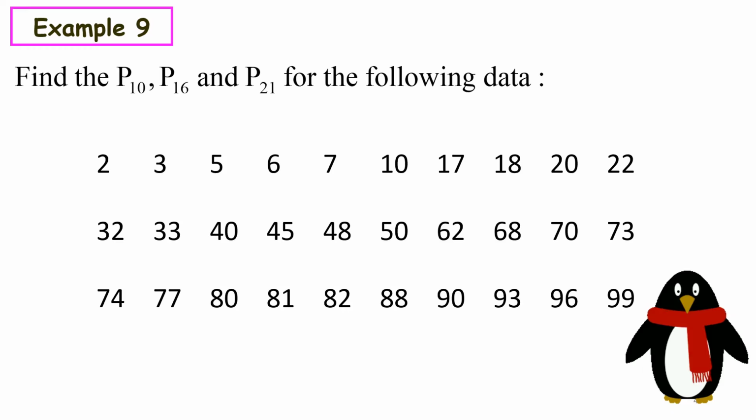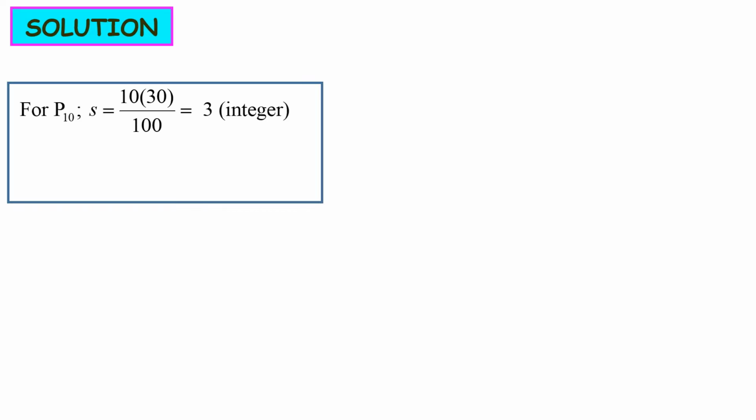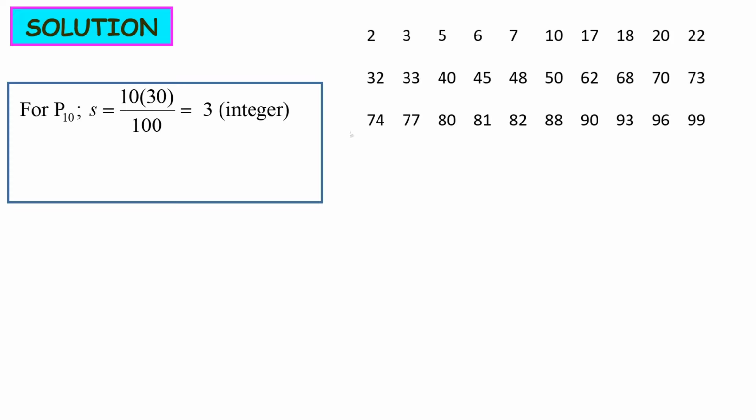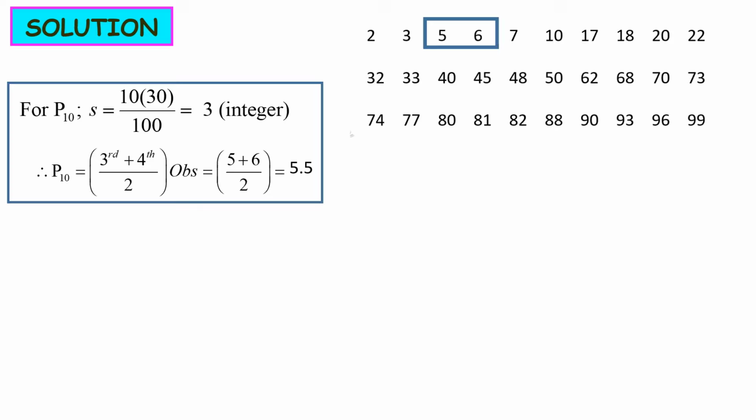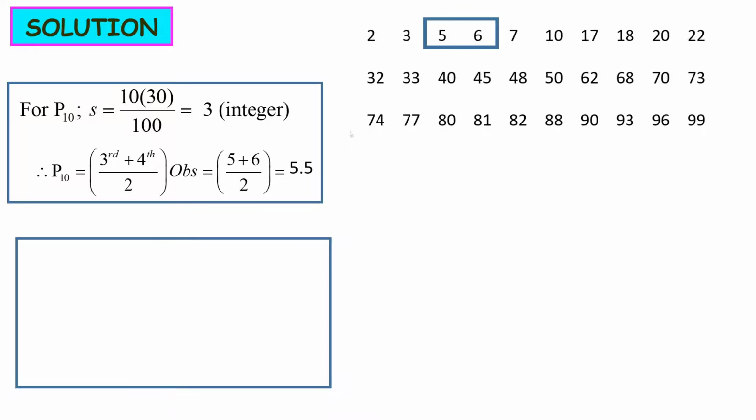Let's try to find P10, P16, and P21 of the following data. To find percentile of a given data, first we need to rearrange the data in ascending or descending order. Next, to find P10, we first need to find 10 over 100 of the data. 10 over 100 of the data is 3. Next, we need to check if we are getting an integer value or non-integer value. Since it's an integer value, P10 is the mean of the third and the fourth observation of the data. Therefore P10 is 5.5.